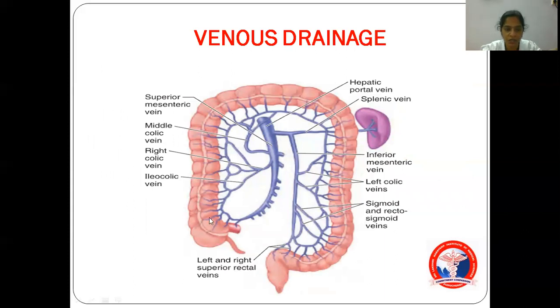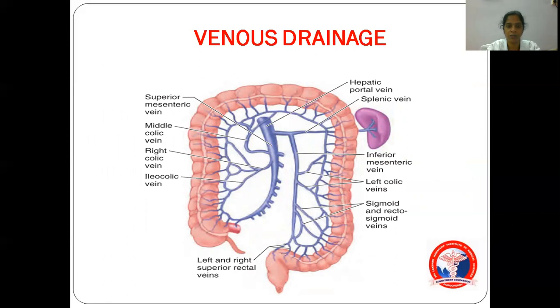Here in this picture you can see this is the cecum. We already know about the ileocolic vein. The cecum drains into the ileocolic vein, and finally it reaches the superior mesenteric vein. The superior mesenteric vein joins with the splenic vein, which forms the portal vein. So the ileocolic vein drains the cecum. Up to this, is it clear for you?